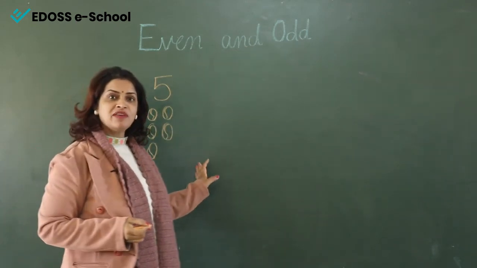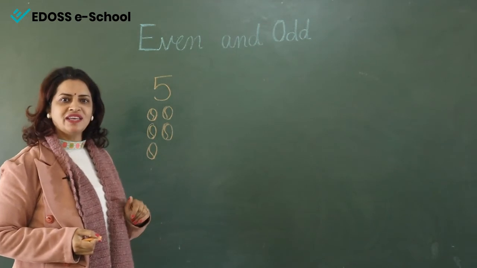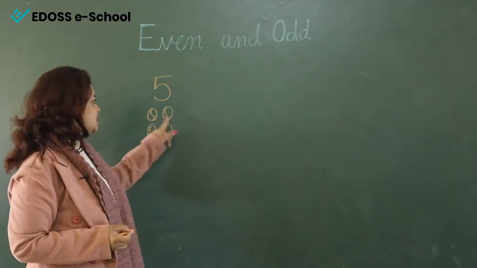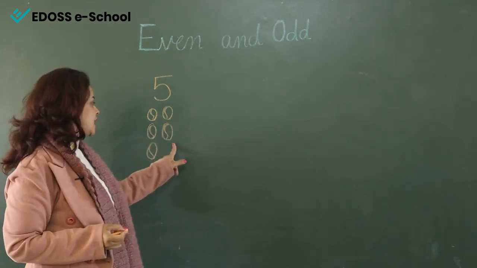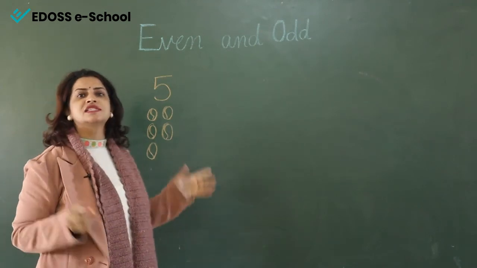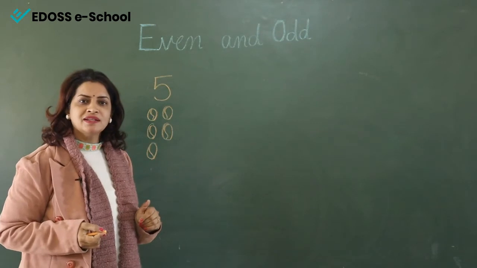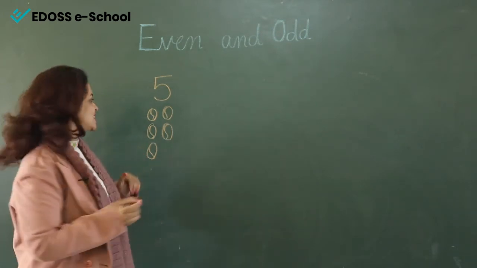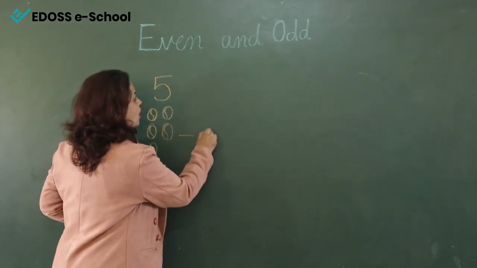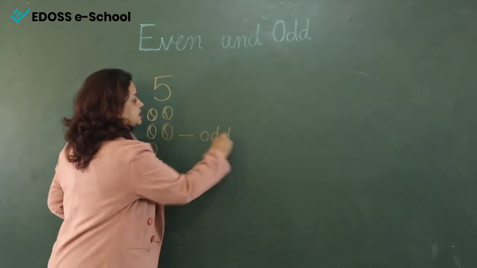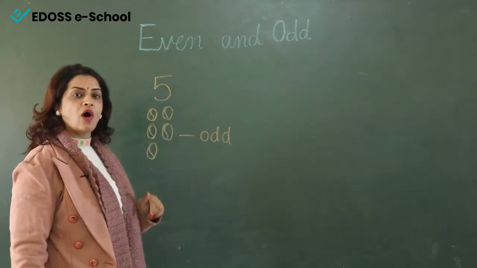Now, can you tell me whether this is an odd number or an even number? See, the first one has a pair, the second one has a pair, and the third one is left alone without any pair, without any partner. So, it is an, yes, exactly, it is an odd number. Well done, children. So, number 5 is an odd number.